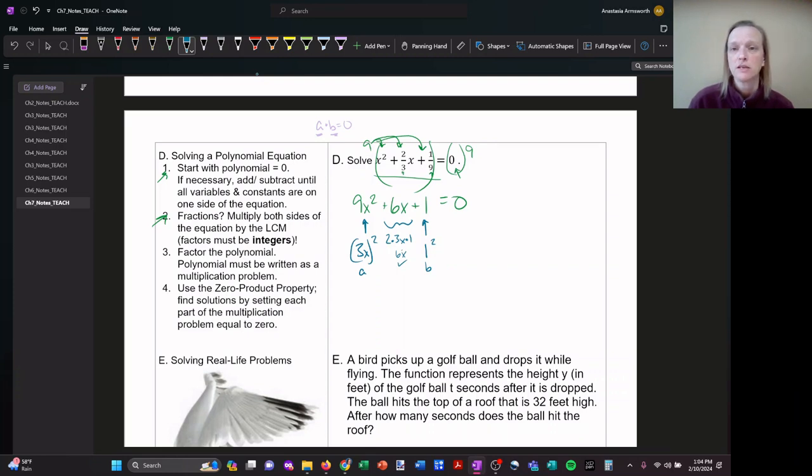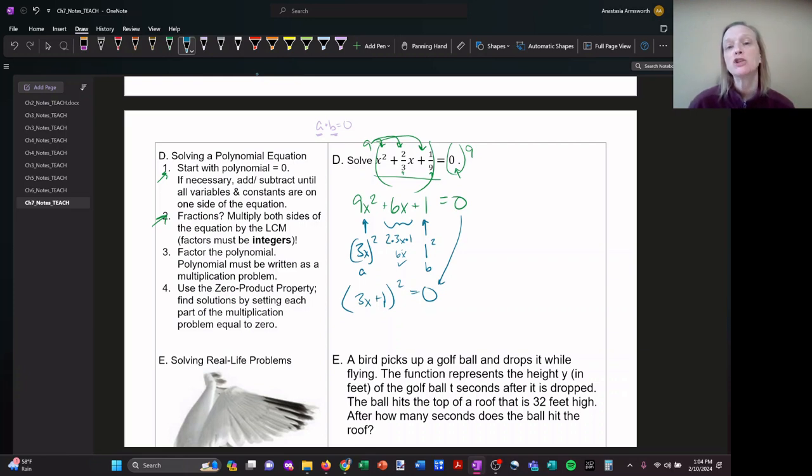Therefore, I can factor this as the pattern 3x plus 1, the quantity squared. Now, don't forget, this is equal to 0. We were working on factoring the left-hand side. We were working on a new way to write the left-hand side of the equation, but we still need to keep the right-hand side of the equation. It's still equal to 0.